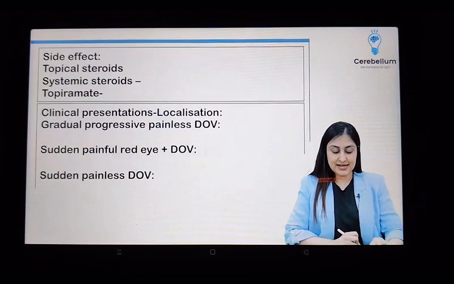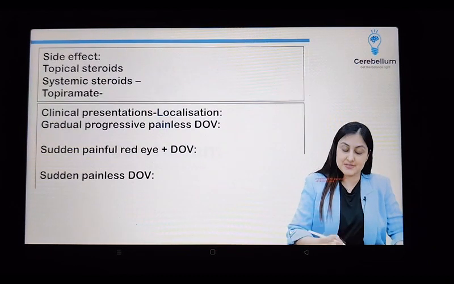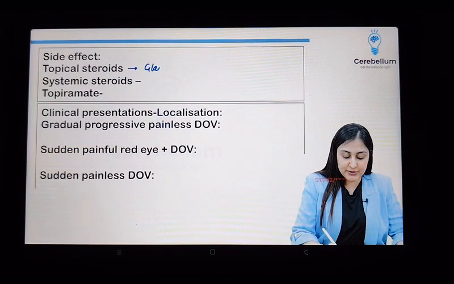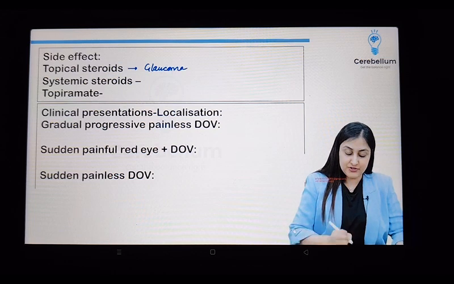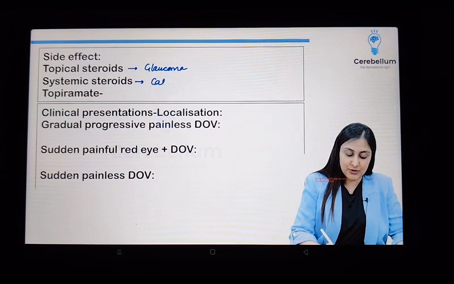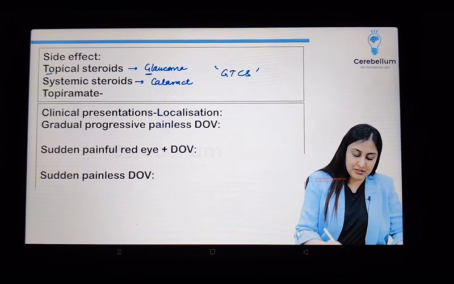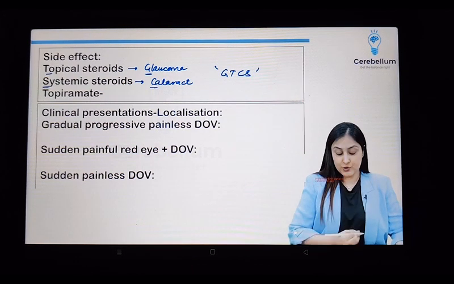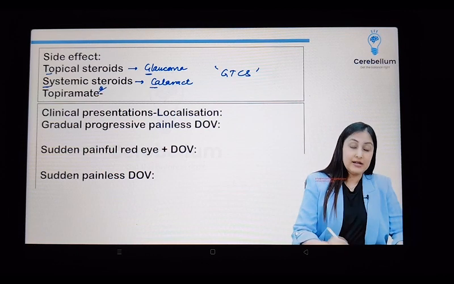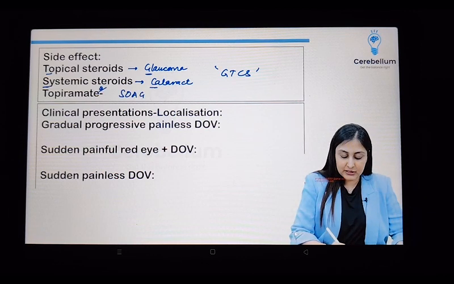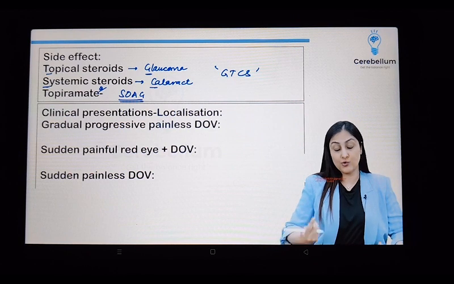Next confusing thing are the side effects of topical steroids versus systemic steroids. So topical steroids lead to an increased intraocular pressure, this is glaucoma, whereas systemic steroids lead to cataract. A very easy mnemonic for this is GTCS. So glaucoma in topical, systemic cataract. Okay. Topiramate is a repeat question. It leads to secondary angle closure glaucoma. Alright, so topiramate leads to glaucoma again.